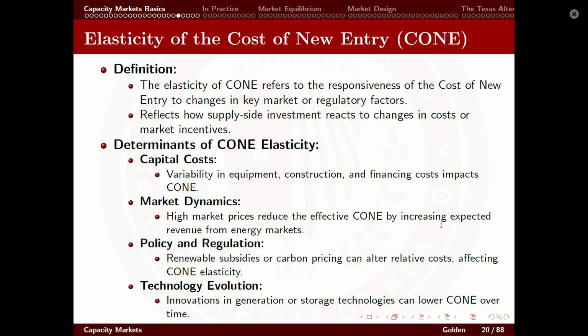CONE is pretty central to capacity markets, and the elasticity of CONE refers to the responsiveness of cost of new entry to changes in key market or regulatory factors. It reflects how supply side investments react to changes in cost or market incentives. This is determined by capital costs, the variability of equipment, construction, and financing costs. Market dynamics: high market prices reduce the effect of CONE by increasing the expected revenue from entering markets.